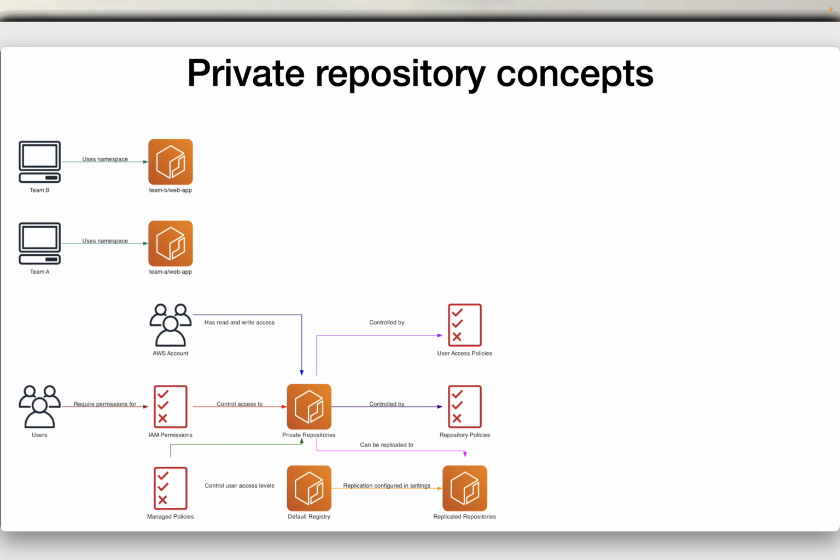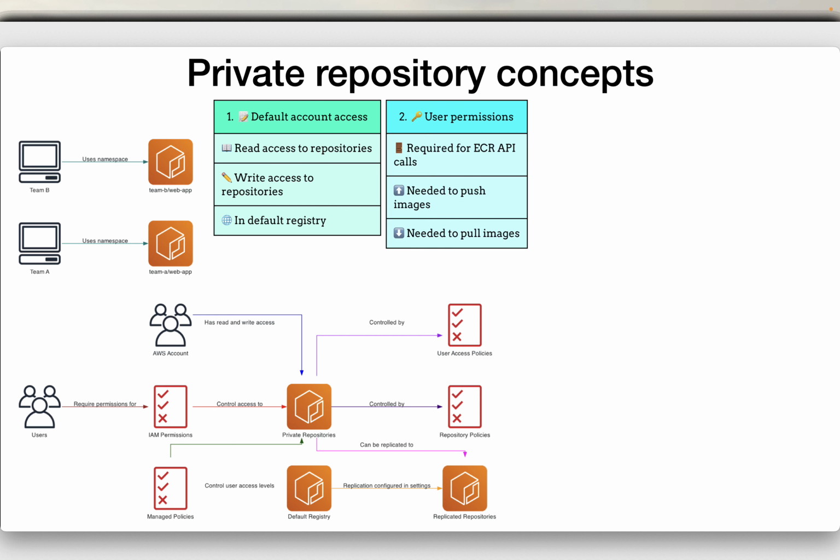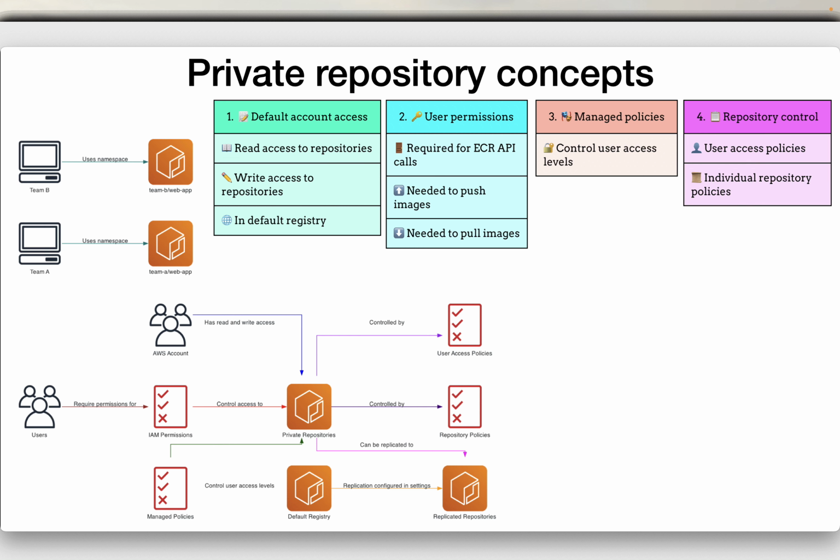And lastly, repositories. Some private repository concepts. One, by default, your account has read and write access to the repositories in your default registry. However, users require permissions to make calls to the Amazon ECR APIs and to push or pull images to and from your repositories. Amazon ECR provides several managed policies to control user access at varying levels. Repositories can be controlled with both user access policies and individual repository policies.